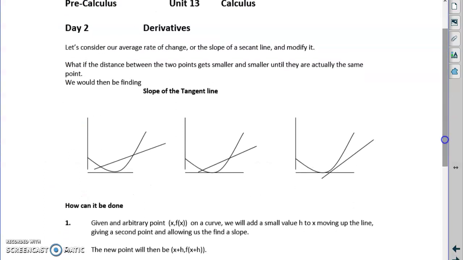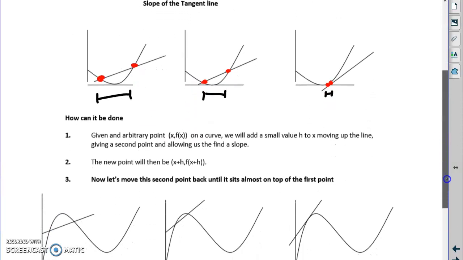Okay? So here's the approach we're going to take. Our average rate of change, or slope of secant line, is these 2 points, change in y over change in x. Very easy, okay? But what if the second point kept moving closer and closer to the first? In other words, that distance got smaller until the 2 points are almost right next to each other. That distance is almost negligible, or maybe it is 0. And then we would be finding, indeed, the slope of that tangent line. But the question is, how do we do that?